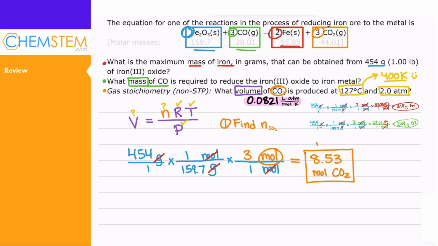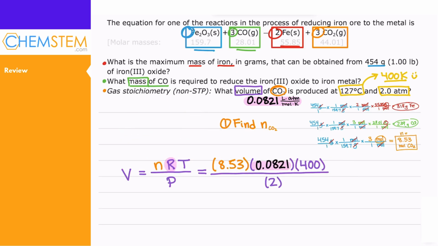So what we just found was N in our equation. 8.53 moles of carbon dioxide is produced. But that doesn't fully answer the ultimate question, which is what volume of carbon dioxide is produced. So we're going to take this equation and fill in everything we know, which now includes N. So filled in, we have N, we have R, we have T, which is the temperature in Kelvin, and we have the pressure, which is in atmospheres. If we look at the units, all of the units are going to cancel out except for liters, which will be the units for the volume.